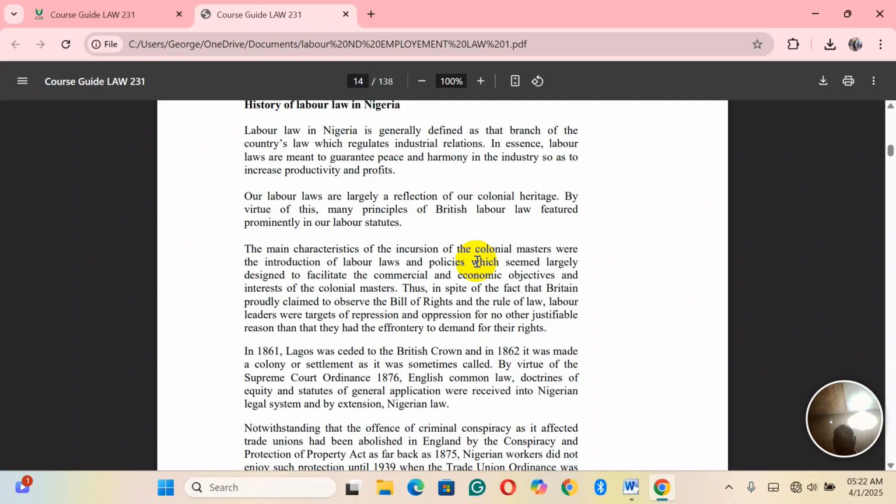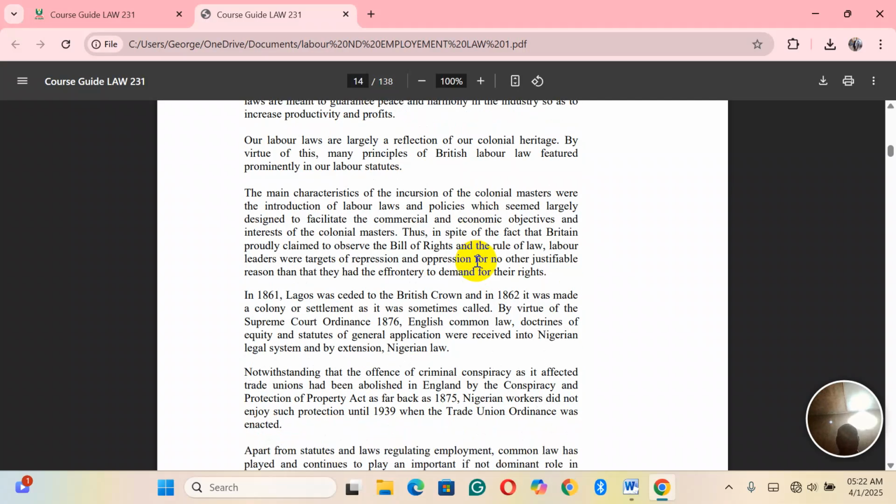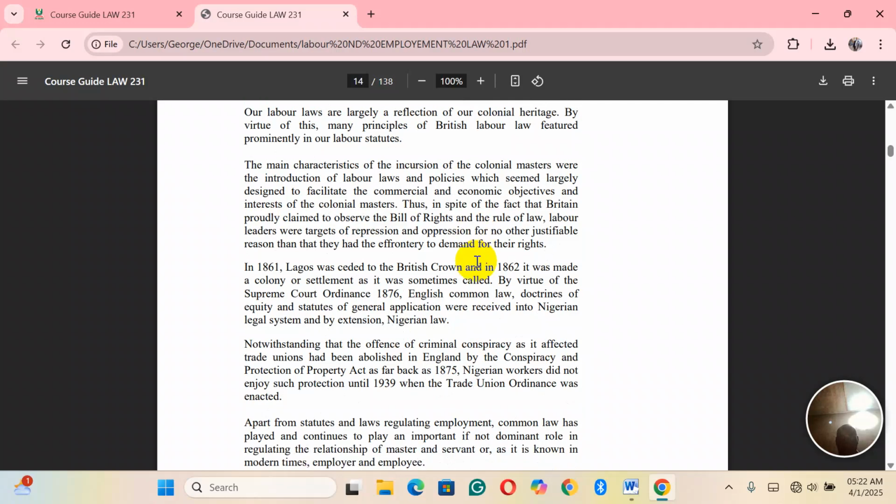So in 1861, Lagos was ceded to the British Crown, and in 1862, it was made a colony or settlement by virtue of the Supreme Court Ordinance. In 1876, English common law, the doctrines of equity, and the statutes of general application were received into the Nigerian legal system, and by extension Nigerian labor law.